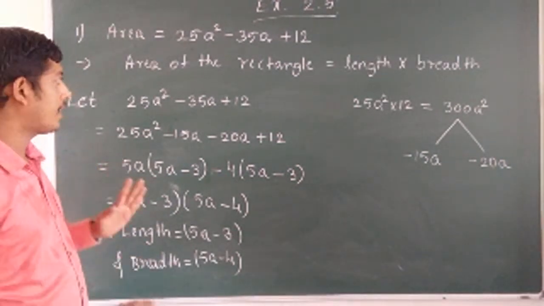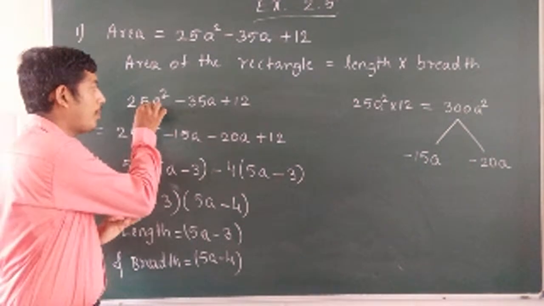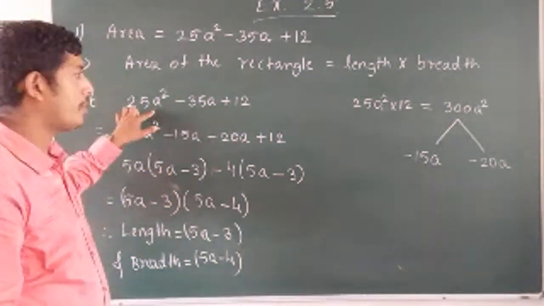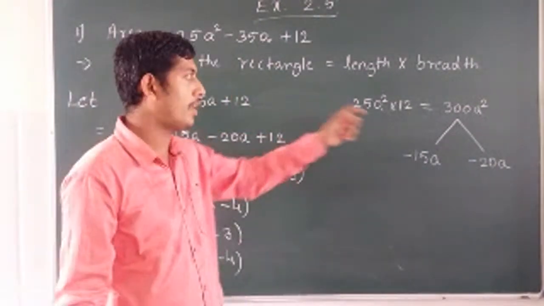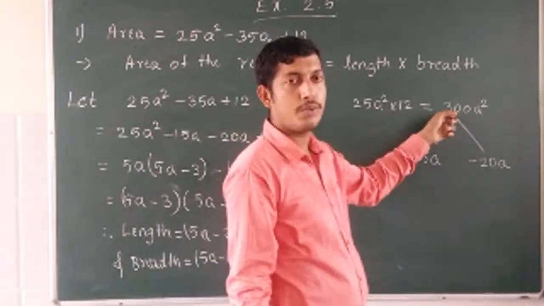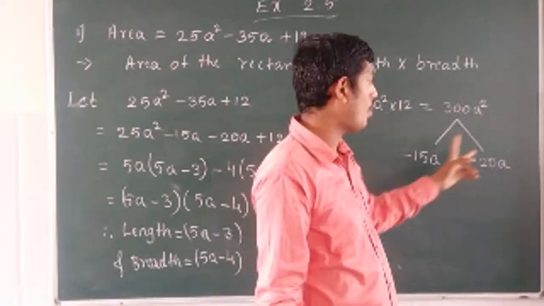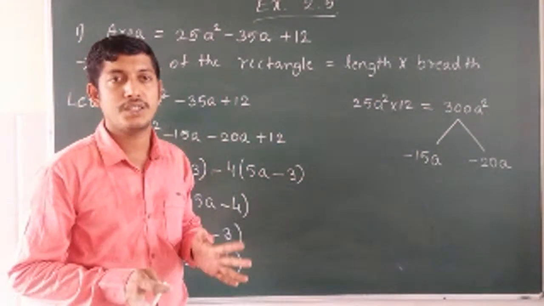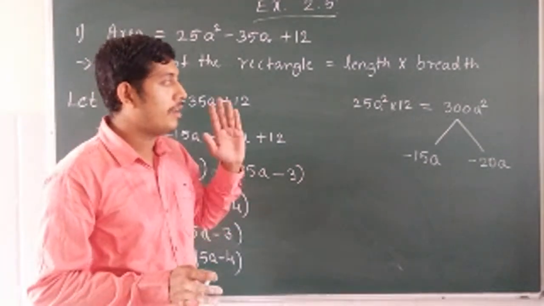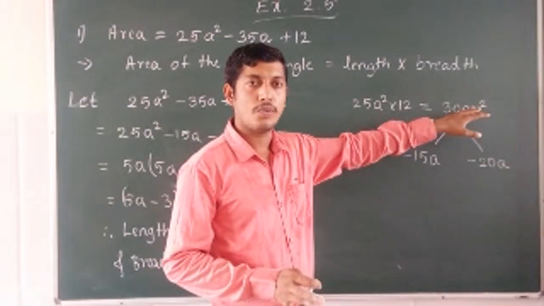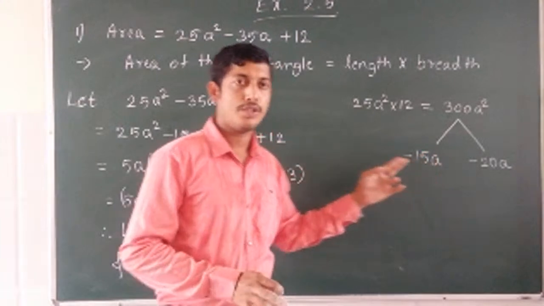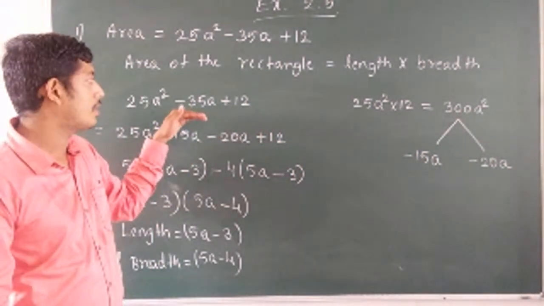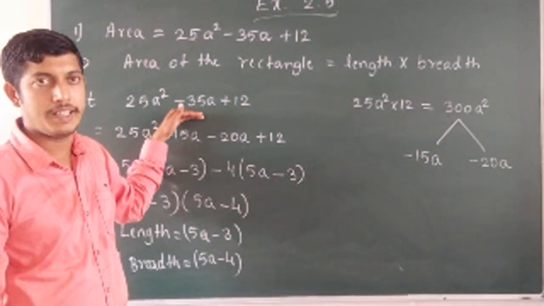In splitting the middle term, what we have to do is multiply the first and last terms along with the sign. Your first term is 25a square and the last term is 12, and 25a square into 12 equals 300a square. Then we have to split that 300a square into two terms in such a way that the product must give 300a square and the addition or subtraction must give the middle term along with the sign, that is, we must get minus 35a.